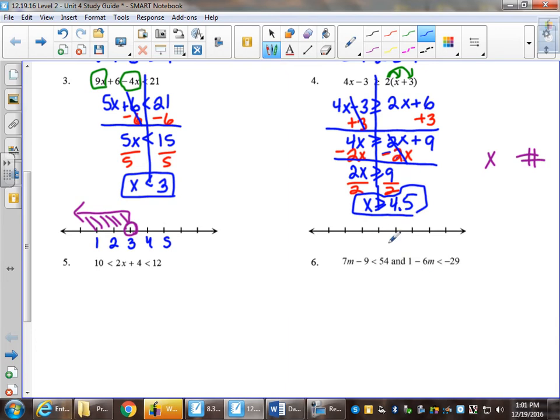To graph that, I'm going to go 2, 3, 4, 5, 6. 4.5 will be halfway between 4 and 5, and it's going to be a solid dot. So again, 4.5 is halfway between 4 and 5. Greater than means to the right.